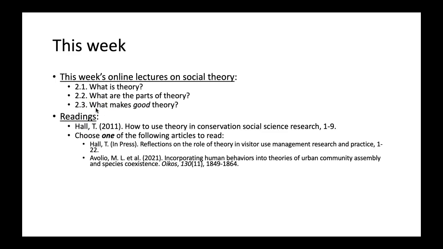Before Wednesday as well, we want you to do 2 or 3 readings. You're required to do 2, but of course you can read all 3. The first reading is this reading by Troy Hall that was written, I guess, 11 years ago now, but it still is really relevant and really useful. This reading is about how to use theory in conservation social science research, which is another phrase for human dimensions of natural resource management, or just understanding humans, human behavior, human values, attitudes, beliefs, and the role that they play in natural resource management, and using social science to elucidate that.